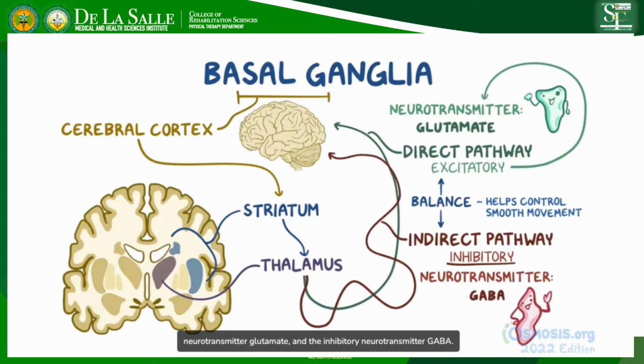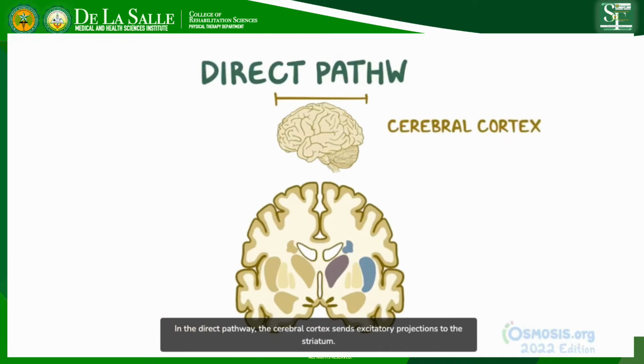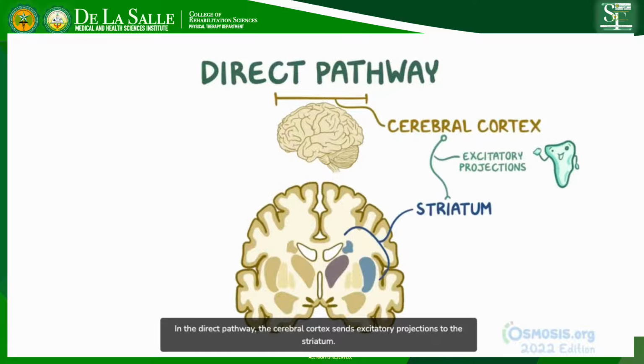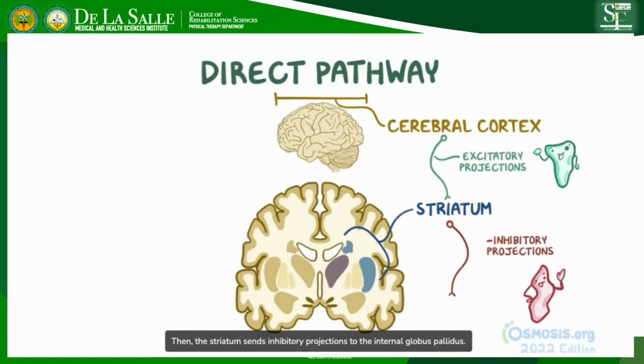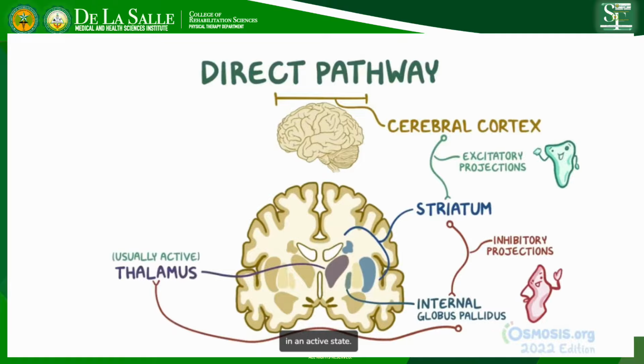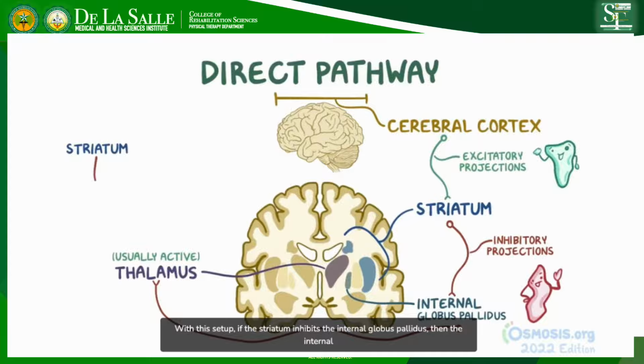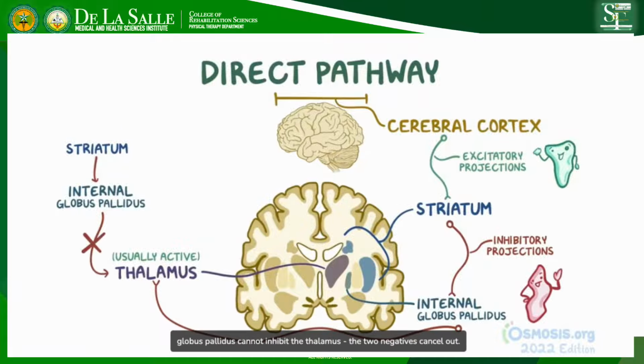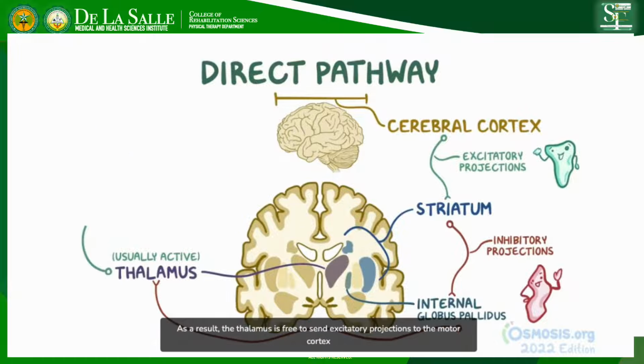In the direct pathway, the cerebral cortex sends excitatory projections to the striatum. Then the striatum sends inhibitory projections to the internal globus pallidus. Then the internal globus pallidus sends inhibitory projections to the thalamus, which is usually in an active state. With this setup, if the striatum inhibits the internal globus pallidus, then the internal globus pallidus cannot inhibit the thalamus. The two negatives cancel out. As a result, the thalamus is free to send excitatory projections to the motor cortex, and this initiates voluntary movements.